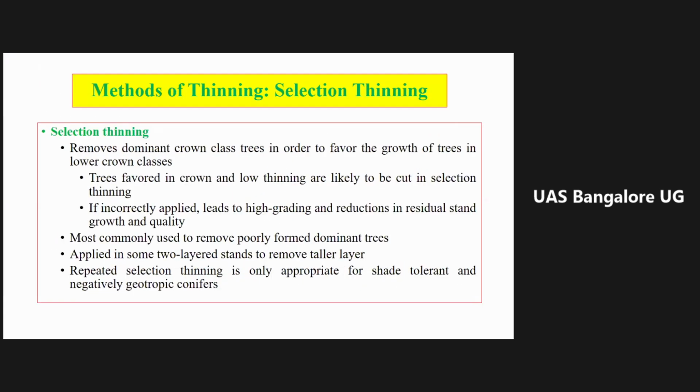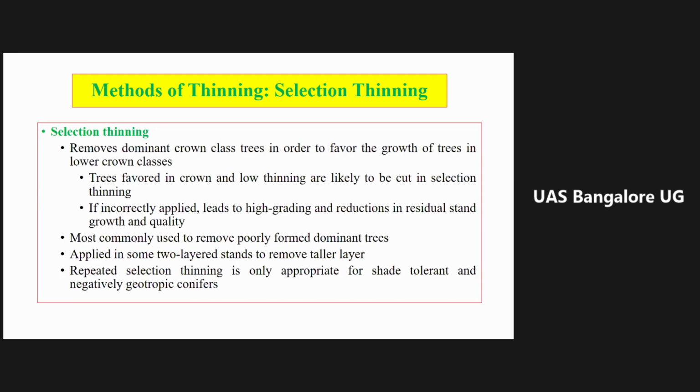Then another method of thinning is selection thinning. Okay, selection thinning mainly removes the dominant class trees in order to favor the growth of trees in lower crown classes, that is mainly the suppressed or overtopped trees. Okay, the trees favored in crown and low thinning are likely to be cut in selection thinning. If incorrectly applied, it leads to high grading and reduction in residual stand growth and quality. And it is most commonly used to remove poorly formed dominant trees.